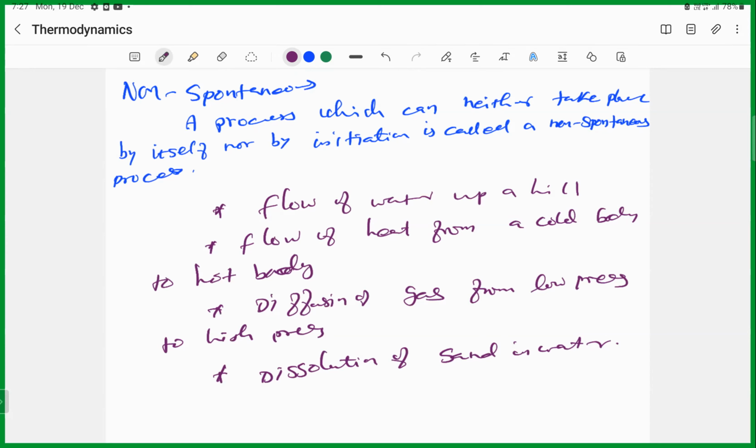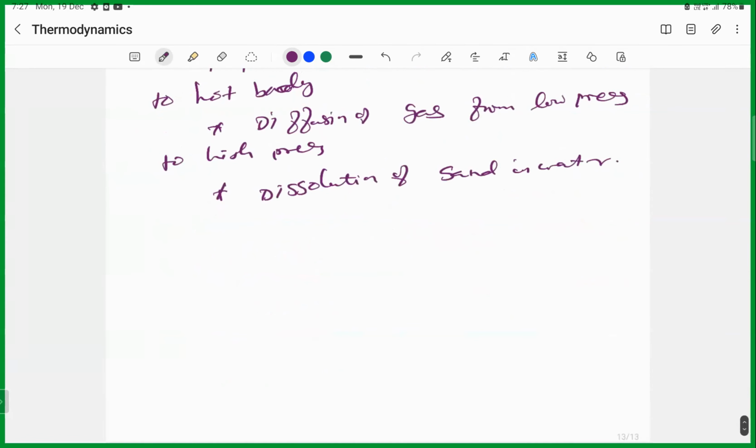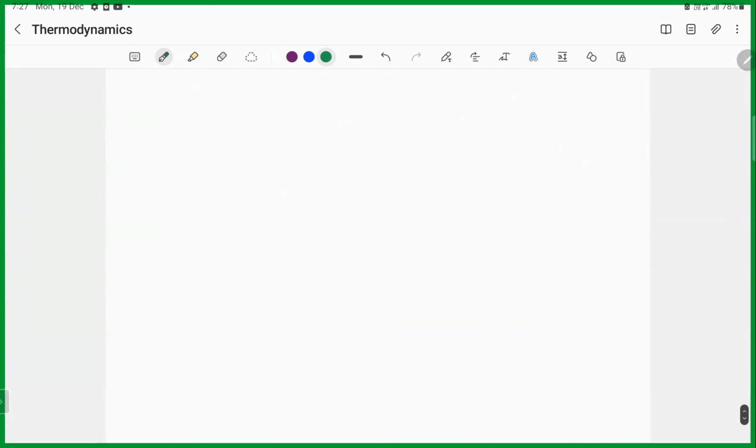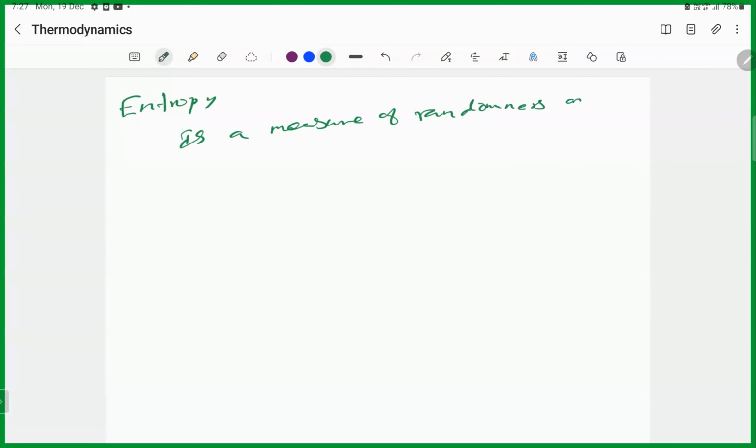So what we are saying, what is entropy? Entropy is a measure of randomness or disorder of the system.